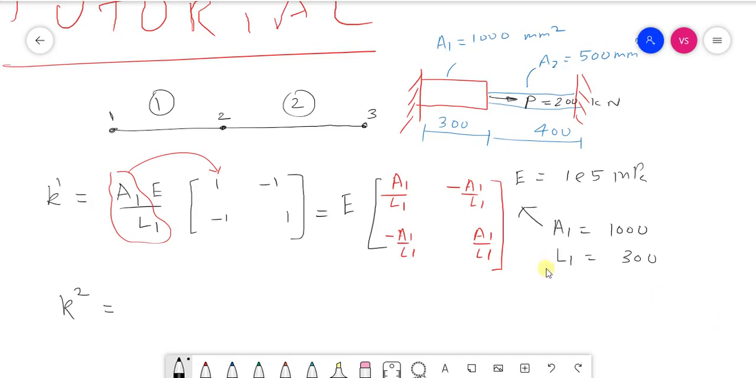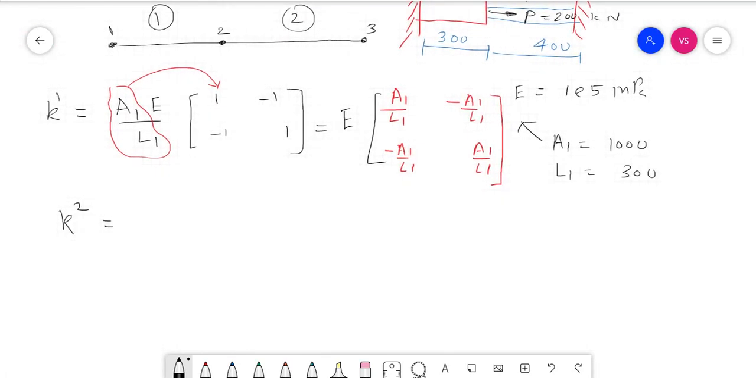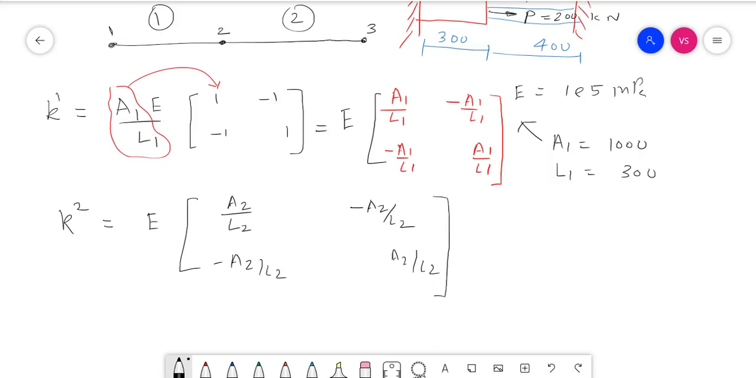And then for the second element, I can use this form here. E will stay out because it is common for both elements, and simply I will write this as A2 over L2, minus A2 over L2, minus A2 over L2, A2 over L2. Now I have these two matrices. For each element I have written the element stiffness matrix.